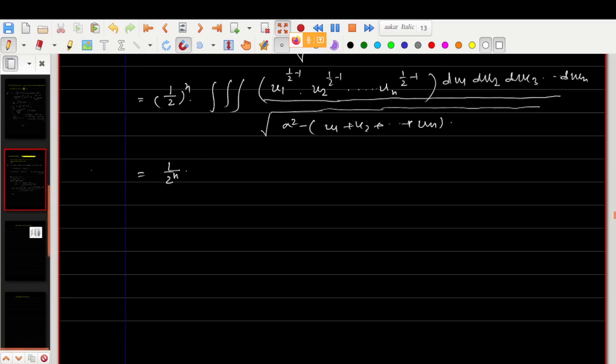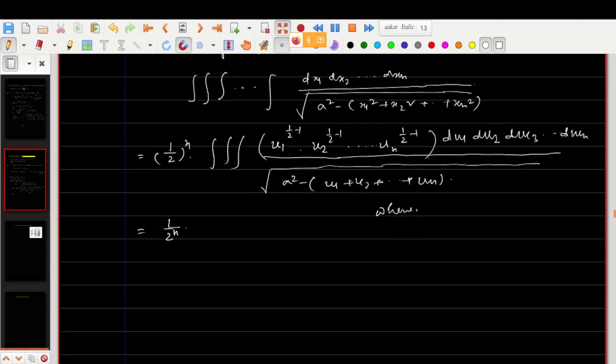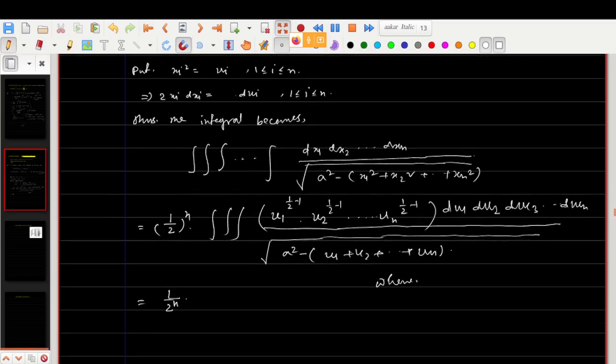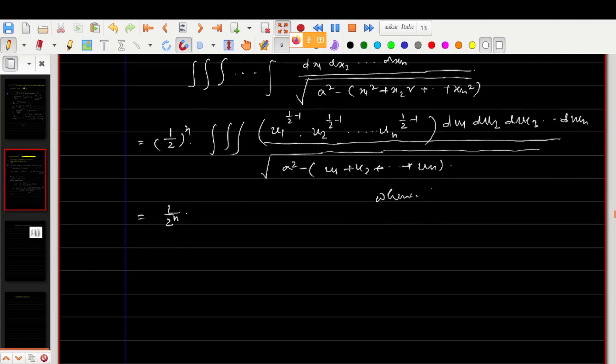Yeah, so now where, okay, sorry, let me, I think I have made one mistake. As per my calculation, there is no a input there. That is why no power of a has come here. Otherwise, the calculation will be much more difficult. Where u1 plus dot dot un is less than or equal to a square.